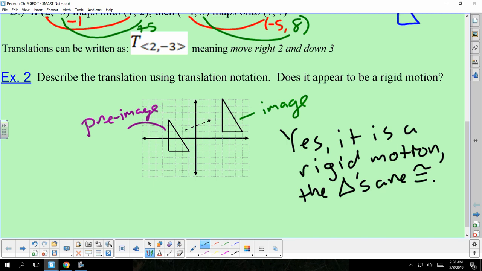So let's write the translation rule. So we're going to start with big T. And then the first number is how many I'm going left or right. And the second number is how many I'm going up or down. So what I'm going to do is match up 2 of the corresponding points. So if I look, I'm going to match up this guy and this guy right there. And I'm going to see how many I'm going over.